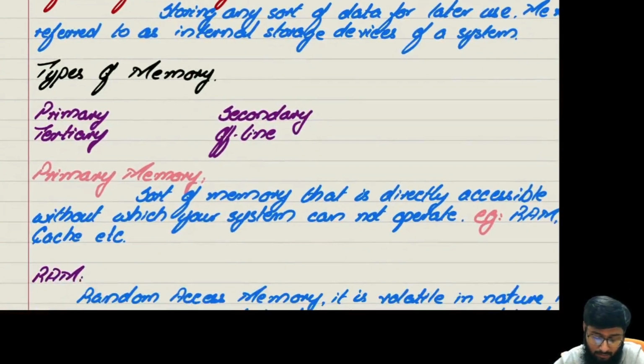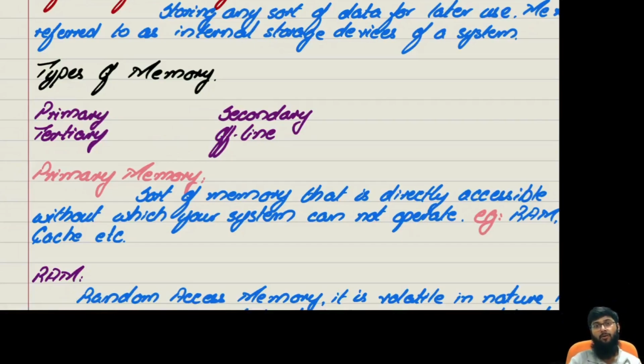Now these storage devices, or memory, are basically categorized into 4 categories. What are those four categories? Number one is primary, then we have secondary, then tertiary or online, and the last one is offline storage.